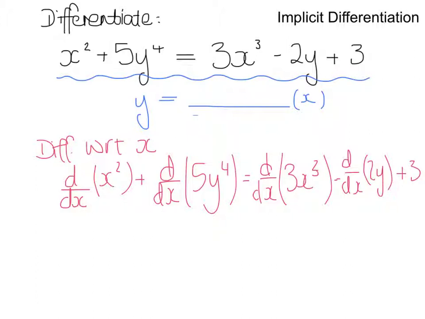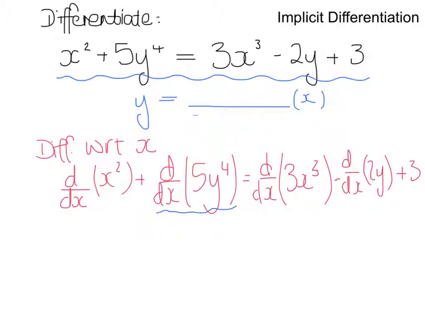Okay, so the first one I'm happy with, and I hope you are too. Differentiating x squared with respect to x will give us 2x. So I'm going to leave that one as it is for now. What I'm more interested in is this one: differentiating 5y to the 4 with respect to x.